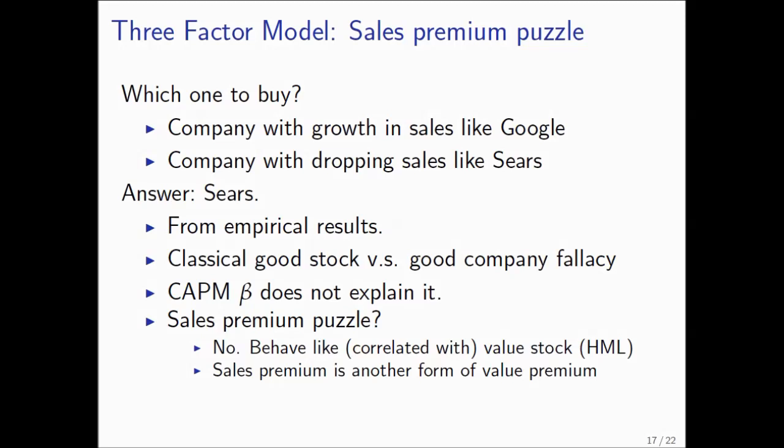And do I know the reason why? No, because this comes from empirical results, but this is really known as the classical good stock and good company fallacy. Good company doesn't mean good stock, okay. Sometimes a bad company is a good stock because it's undervalued. And you will see CAPM beta cannot explain this sales premium puzzle, but the three-factor model actually captures it, because the sales premium seems like a value stock, so you can consider the sales premium as another form of value premium, okay.